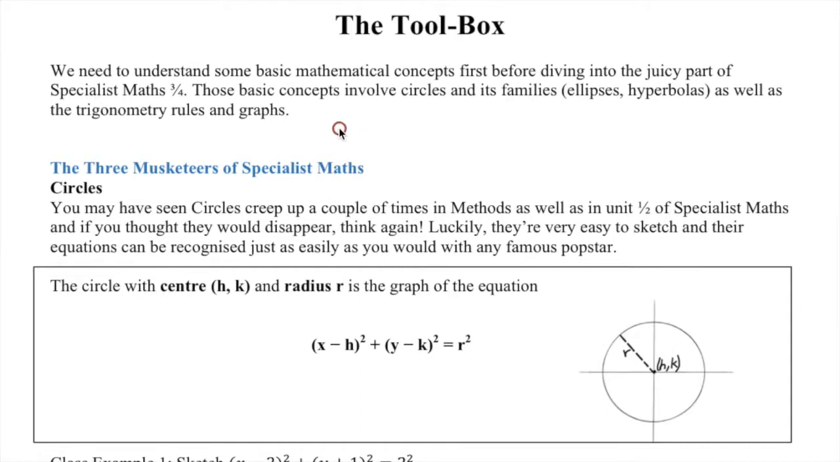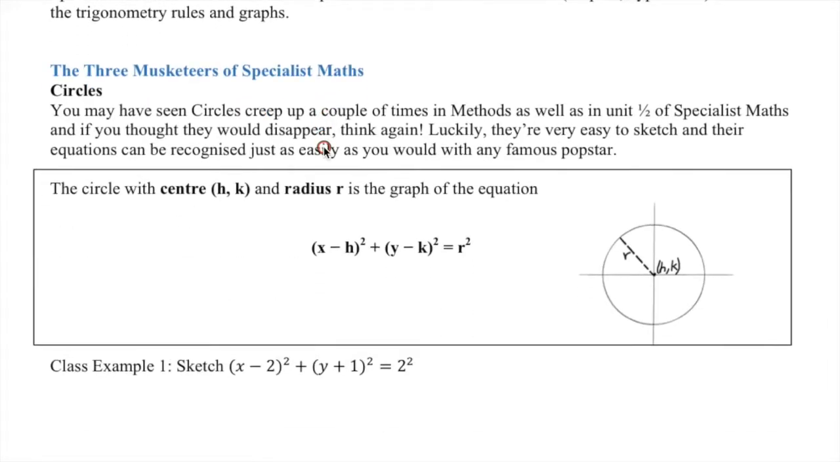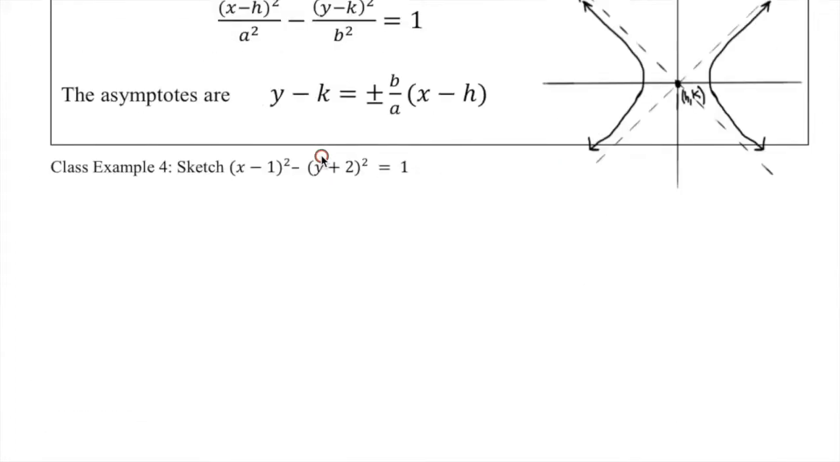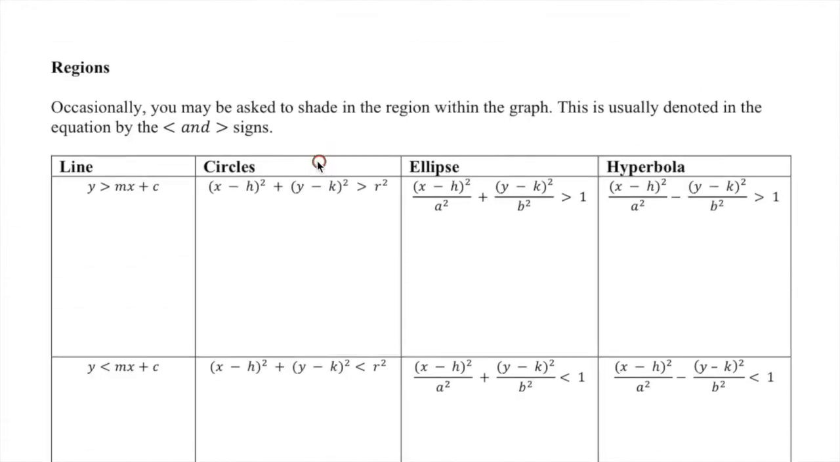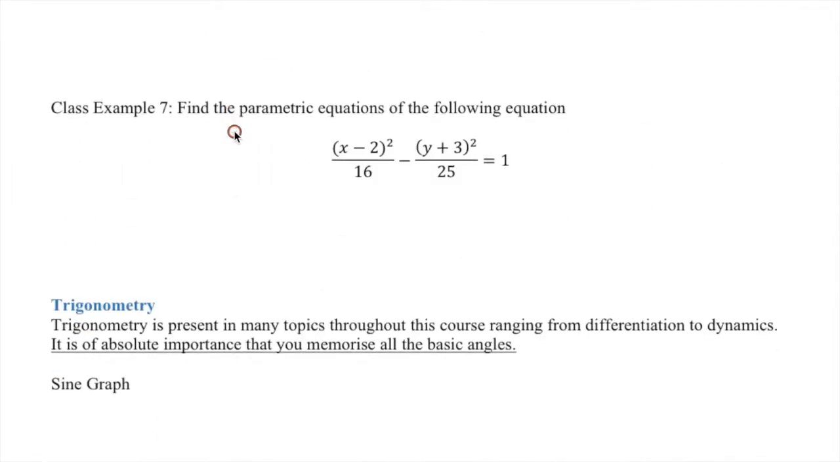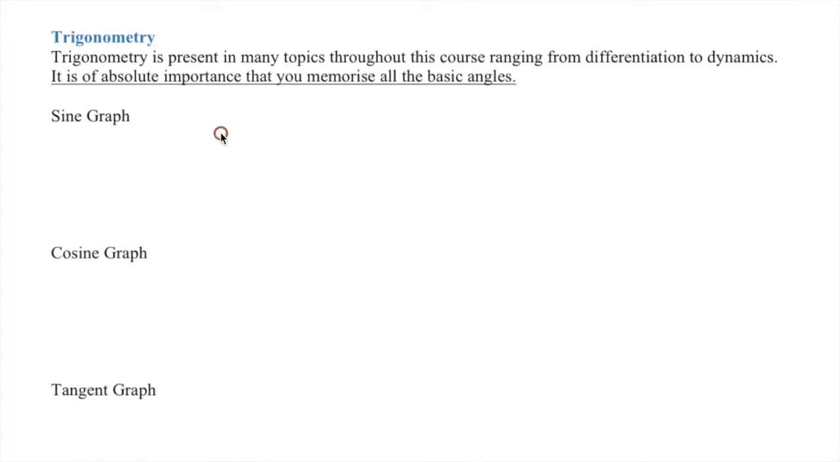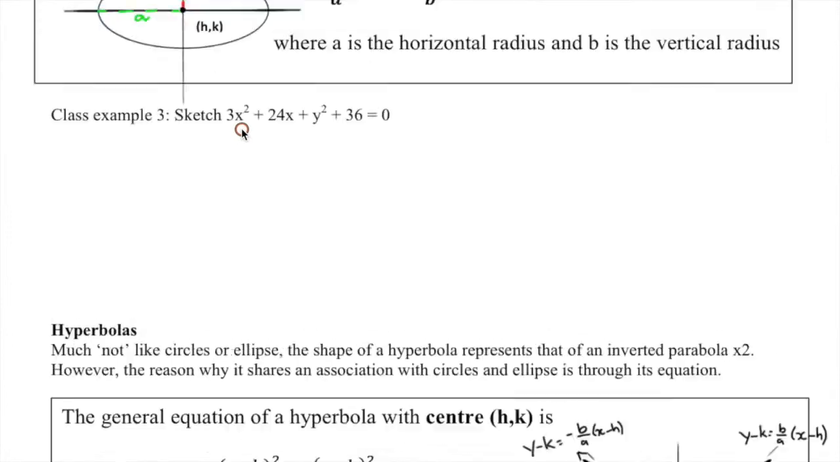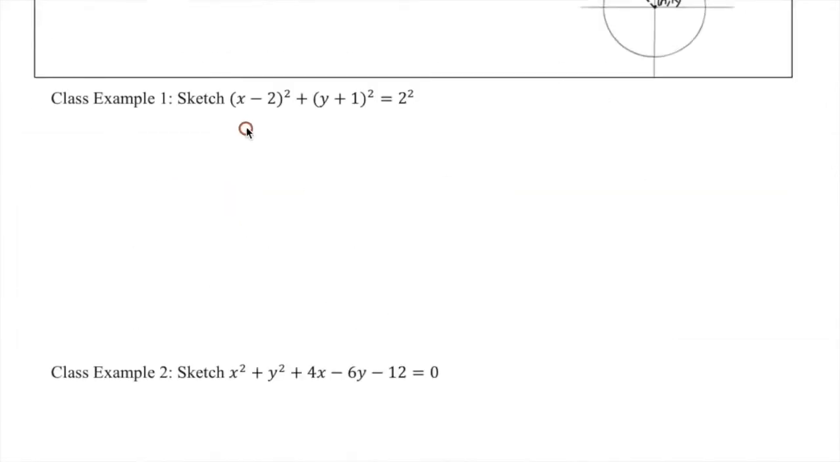So today we're doing the Toolbox Chapter 1 of the Specialist course. The toolbox just consists of circles, ellipses, hyperbolas, as well as your regions, some parametric equations involving those three graphs, and then we'll do a little bit of trigonometry. This should take you only 2 days to complete, and enjoy the ride.